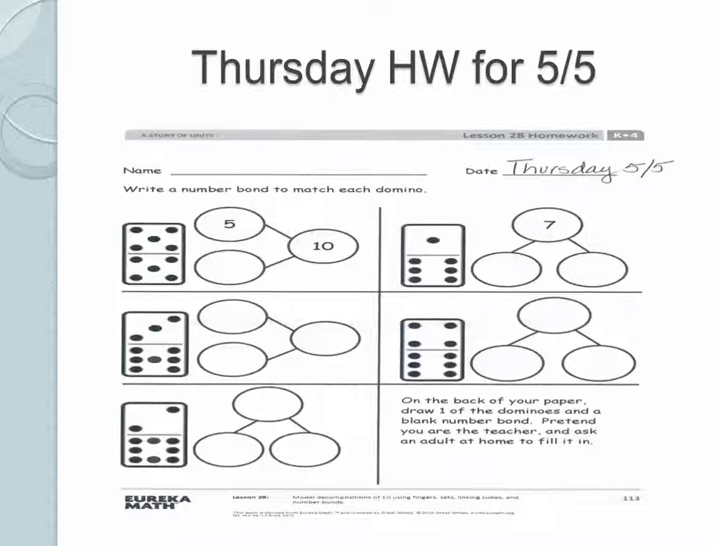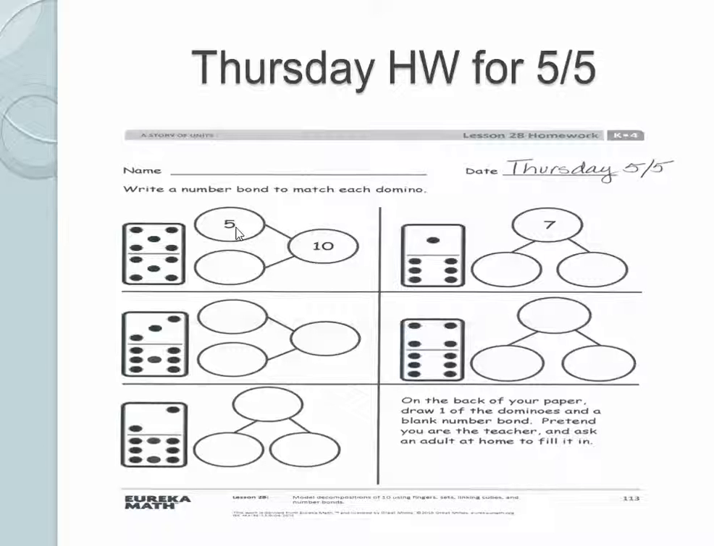Now for Thursday's homework, you are going to use these dominoes to find the missing numbers on the number bond. So let's try to do it together. There is 5 dominoes on top of this line and 5 on the bottom of this line. So 5 and 5 is what makes 10. So you need to write 5 and 5. Also note, if you take away 5, if you cross out all 5, out of the 10, you are going to be left with 5.